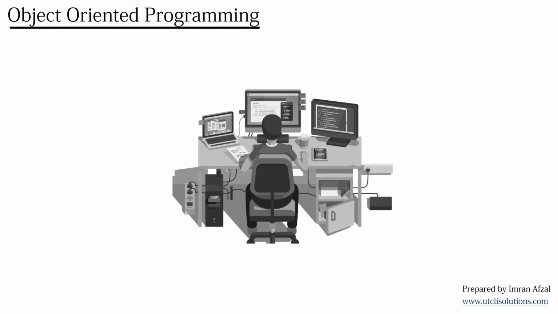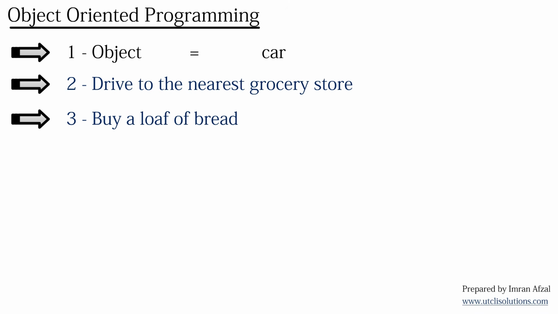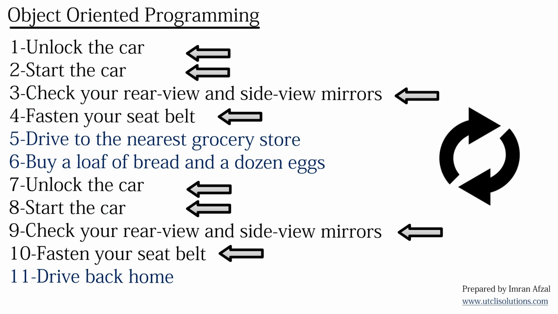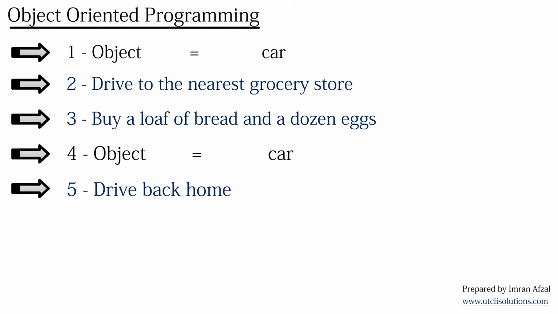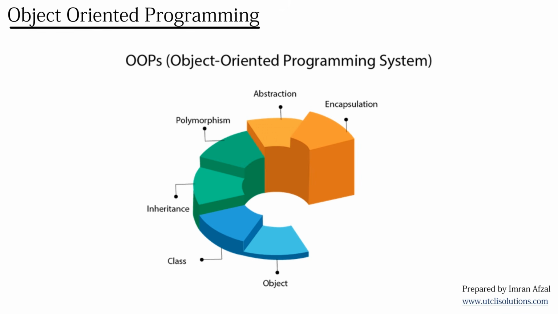Now, if we write our code again, it will become a lot easier to manage. Look at that. Object is the car, then, of course, drive to the nearest grocery store, buy a loaf of bread and dozen eggs. Then again, define object, which is the car, and drive back home. You see, now our code suddenly became from 11 lines to 5 lines. See, that's why object-oriented programming became so popular.